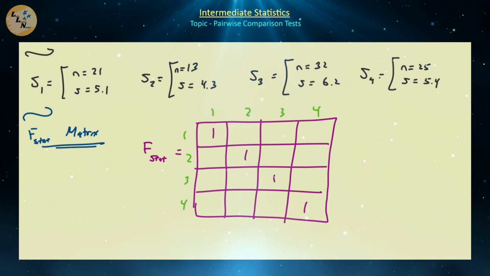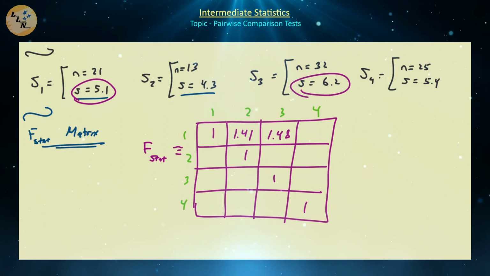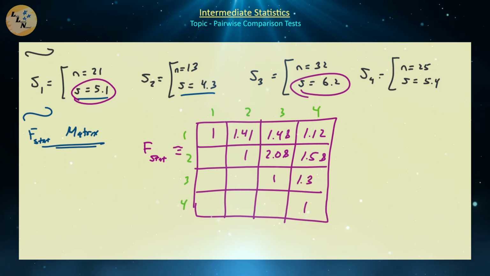So 1 with 2, so we're going to be comparing those two standard deviations. So we're going to do 5.1 squared divided by 4.3 squared, and that's going to give us some number, and that's going to come out to approximately 4.1. And then we're going to do the same for 1 and 3. So we're going to do 6.2 squared divided by 5.1 squared. So that's going to come out to 1.48 approximately. And then that's going to continue on through all of our other different pairwise comparison tests. So those are all of our F-test statistics.